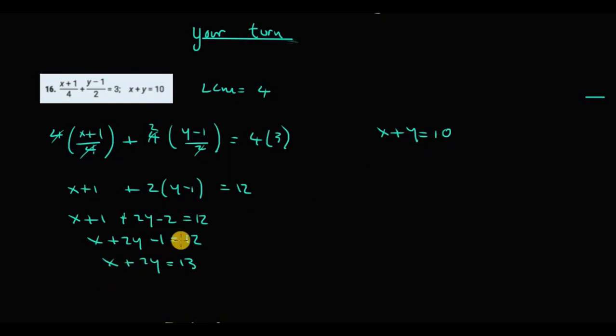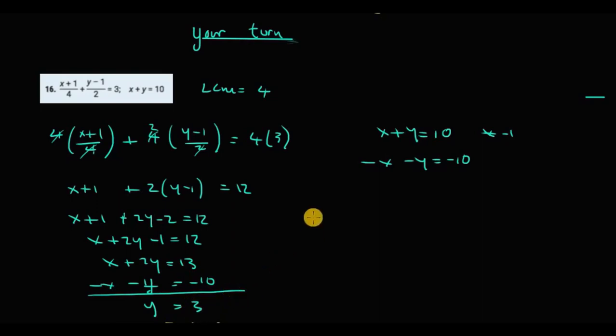So I think I'm going to eliminate the x's. So I multiply this one by minus 1. It's going to give me minus x minus y is equal to minus 10. Add them up. I'm going to get x minus x is 0. I'm going to add a 2y and a minus y. It's going to be y. And 13 minus 10 is equal to 3. So y is equal to 3.